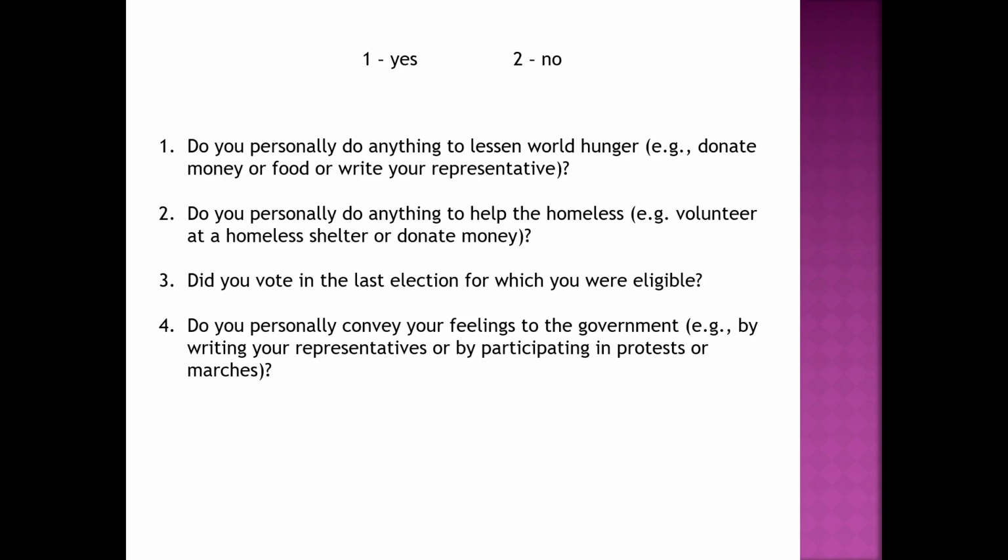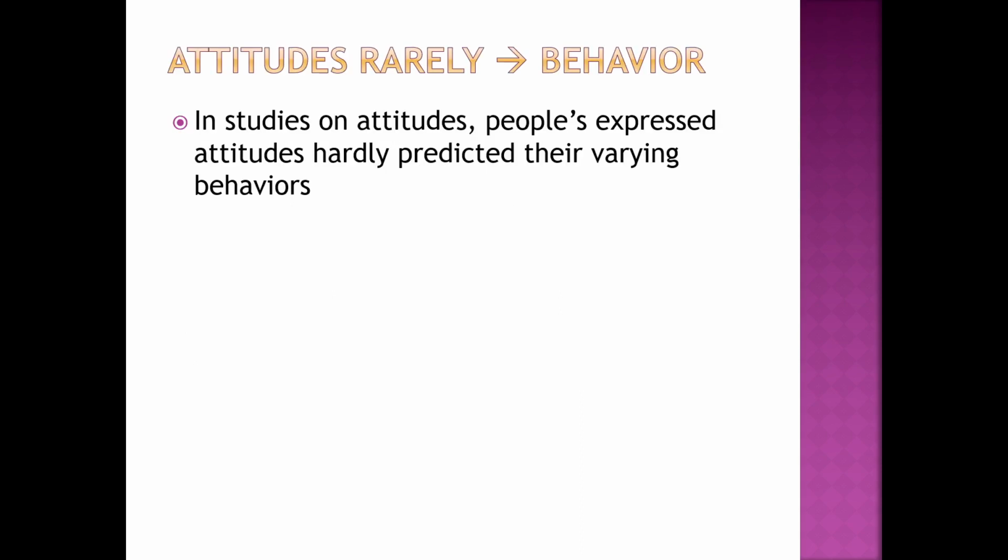So a lot of times people will have attitudes on the first survey that I showed you that imply that they value one or more of these topics. And then when we get to this part, they maybe don't behave in ways that are consistent with that attitude. So even though they value something, they may not take the next step and actually engage in a behavior that shows that they value that thing. So basically what I want you to walk away thinking about is that attitudes rarely lead to behavior.